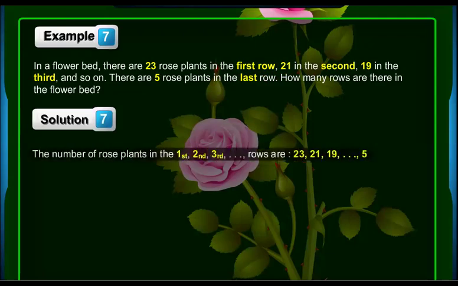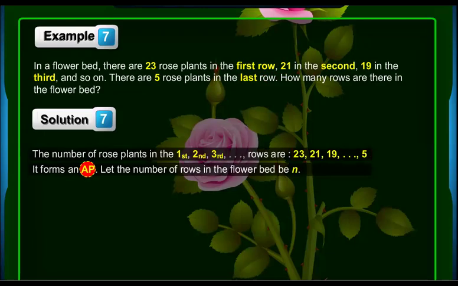Solution. The number of rose plants in the first, second, third rows are 23, 21, 19, up to 5. It forms an AP. Let the number of rows in the flower bed be n. Then a = 23, d = 21 - 23 = -2, an = 5.